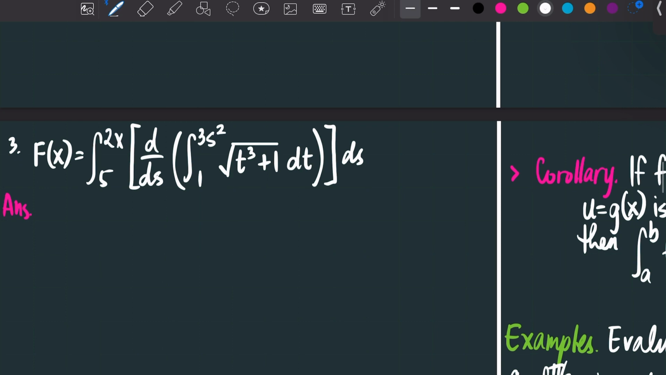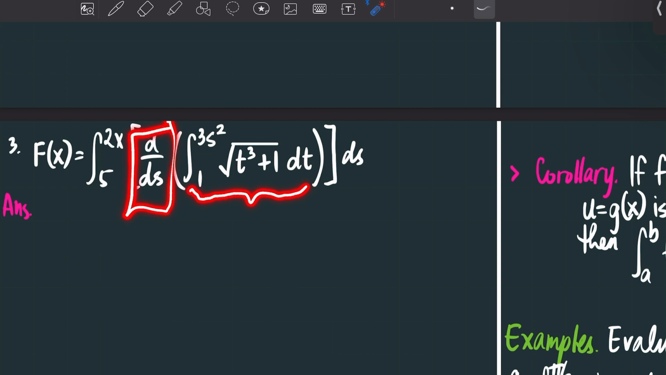So, number 3, medyo mas marami siyang sinasabi sa atin. Hanapin daw natin yung derivative ng function na to defined by the integral from 5 to 2x of the derivative of the integral of t square root of t cubed plus 1 from 1 to 3s squared. So, sa loob, meron tayong integral, tapos kukunin natin yung derivative niya. So, let's focus there first.